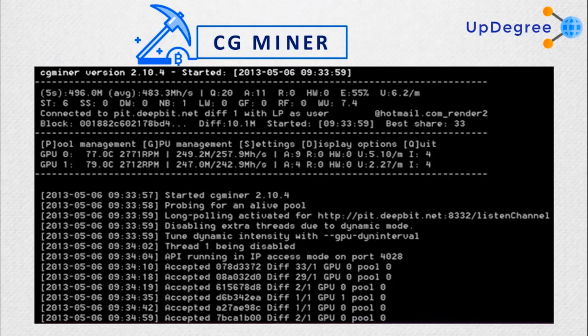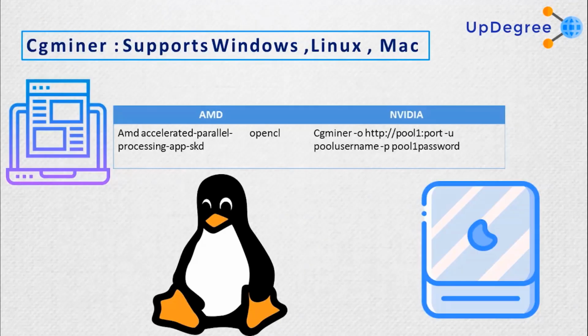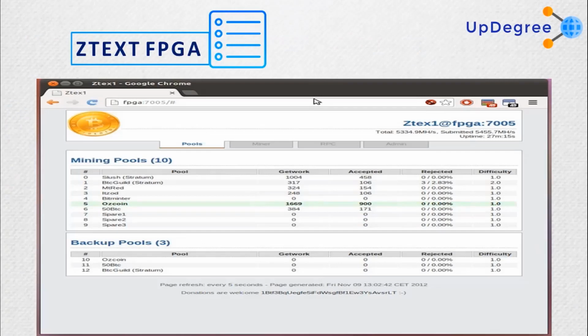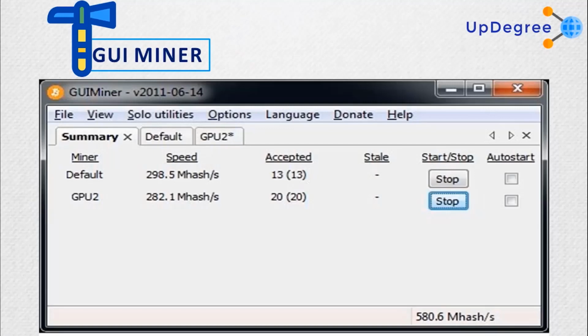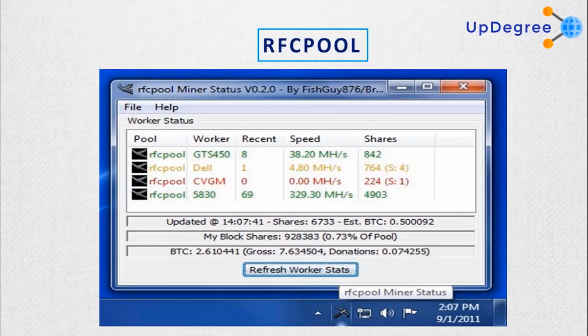So this is a screenshot from CG Miner. CG Miner supports Windows, Linux, and Mac, and it's actually AMD. And you have open network and some of the password and things like that I've just given here. And this is ZTX FPGA. This is some of the local that I've downloaded. GUI Miner is one of the software that you can use. RFC Pool is one where you can join yourself to learn and you can make some Bitcoin money.